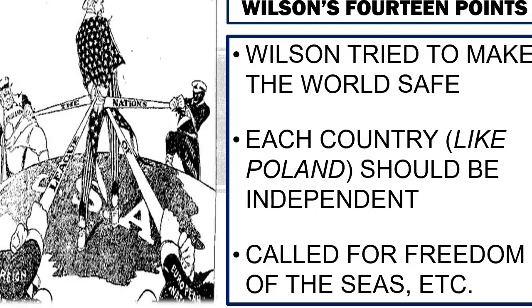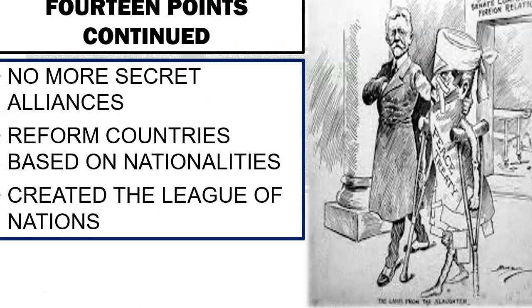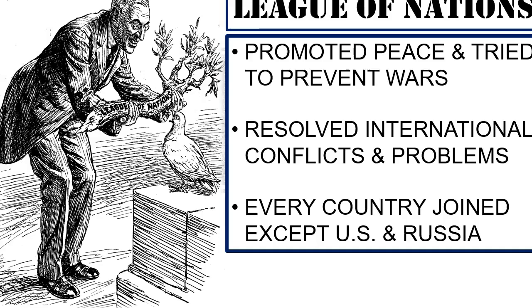At the end of the war, Wilson came up with his 14 points, in which he was trying to make the world safe for democracy. He wanted each country to be independent and have their own form of government, and he called for freedom of the seas. He wanted no more secret alliances and to reform countries based on nationalities, and above all, he wanted to create the League of Nations, a group that would work together internationally to stave off the threat of war.